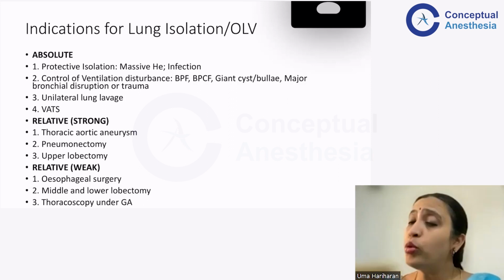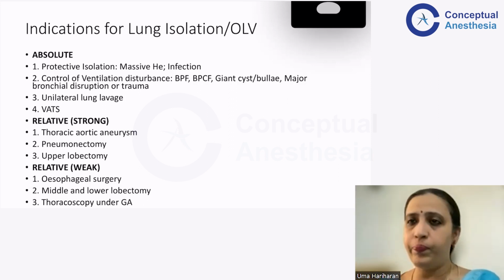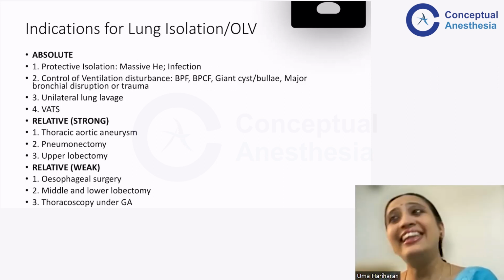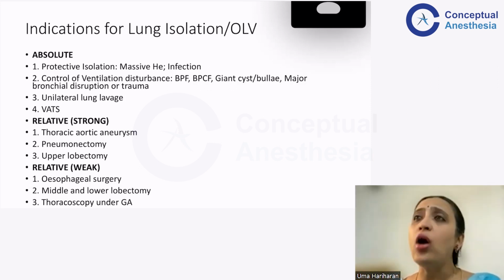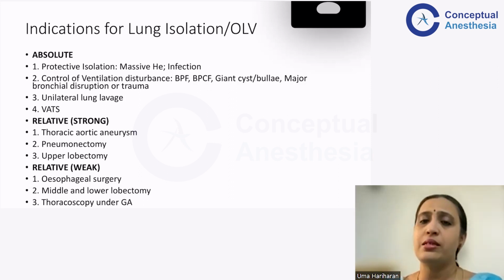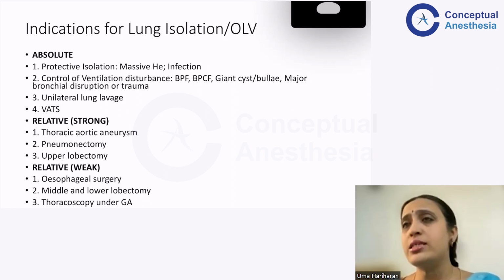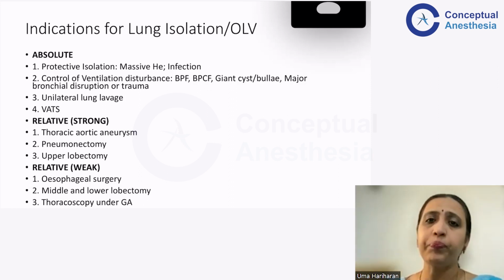Otherwise, if you do not give one lung ventilation and occlude the lung to be operated, then it will result in soiling of the normal lung. The same thing happens with infection or abscess. And another one is VATS surgery, that is video-assisted thoracoscopic surgery.